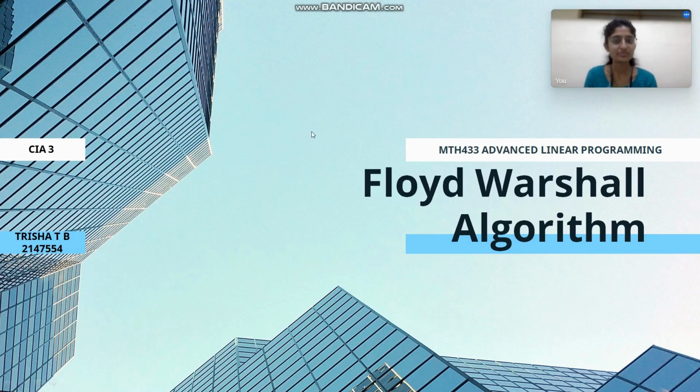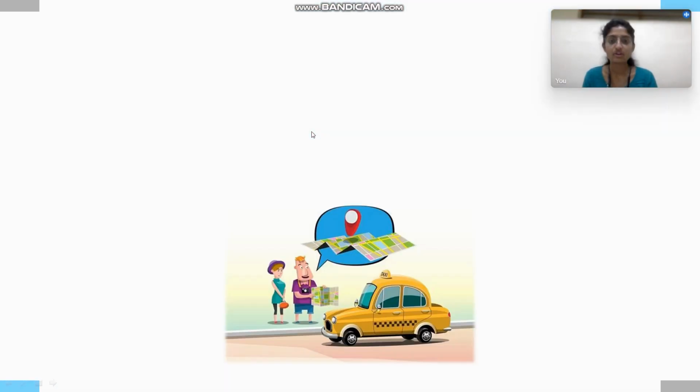Hello everyone. Today we shall have a look at the Floyd Warshall algorithm to find the shortest distance between every pair of vertices in a given weighted network. The algorithm is known as all-pair shortest path algorithm.